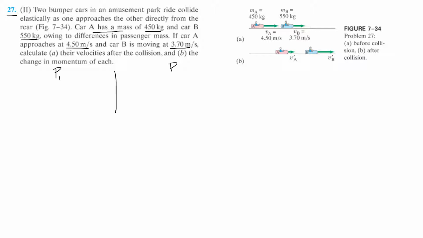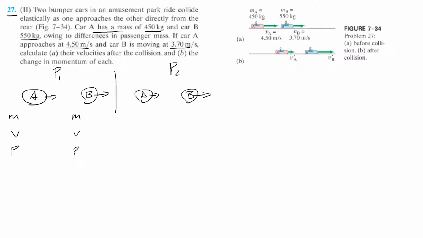P1 versus P2. This is momentum 1 versus momentum 2. And then we have A versus B. They're both going in the same direction. All right, A and B. And there is a collision, and I like setting up my M, V, and P. This is mass, velocity, and momentum.